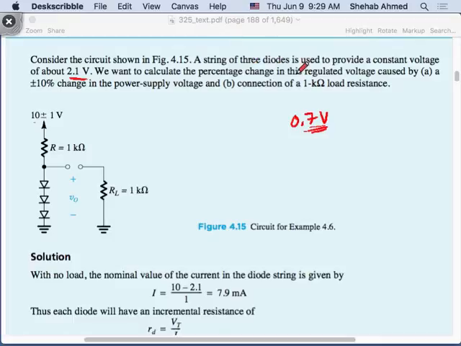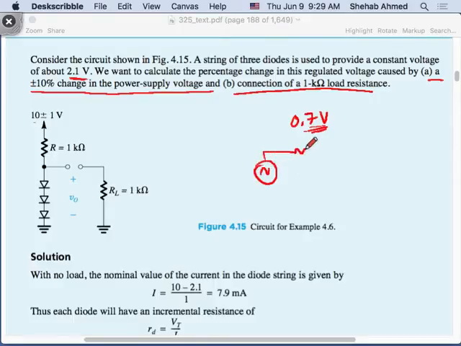You want to calculate the percentage change in this regulated voltage caused by a plus or minus 10% change in the power supply voltage. That's what we did in the previous example, but in that case we had one diode, and a plus or minus 1 volt change in the input voltage. The other thing we didn't do in the previous example is part B: connect a load across. In the previous example, we just looked at the voltage across the diode. We had a model in the AC small signal analysis that looked like this.